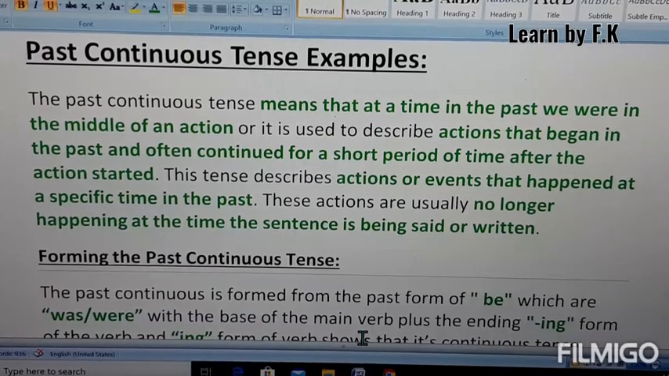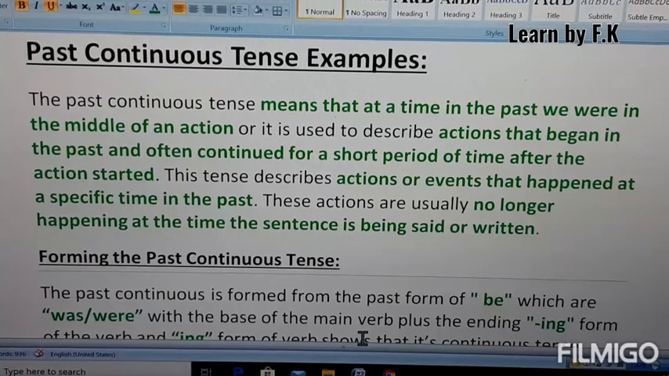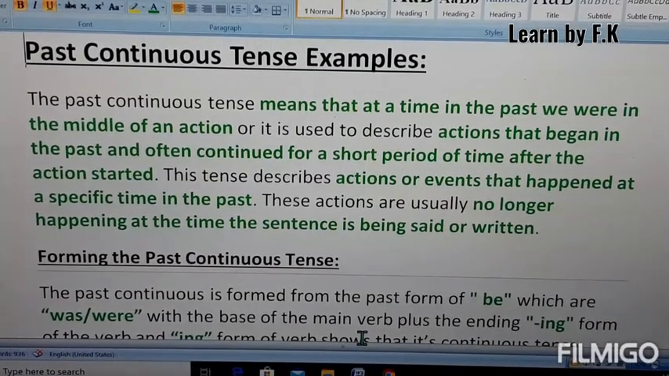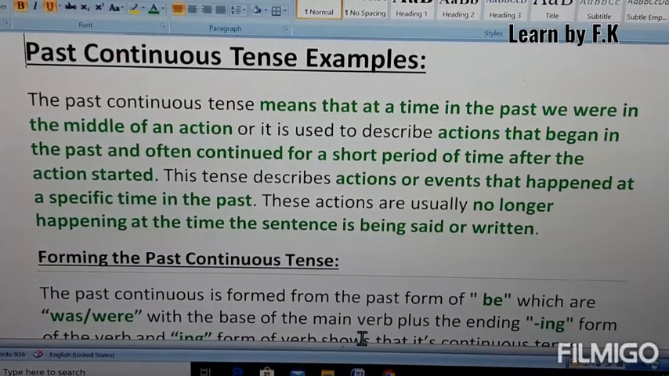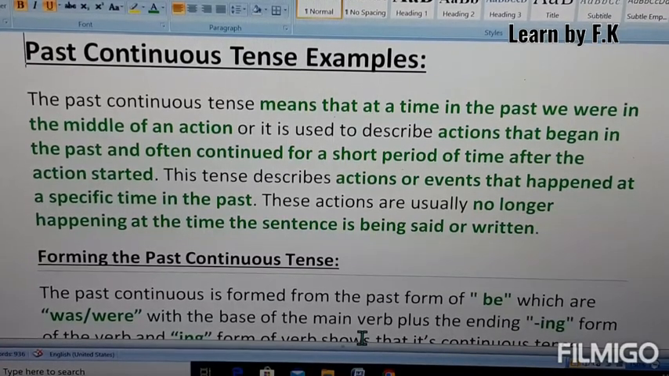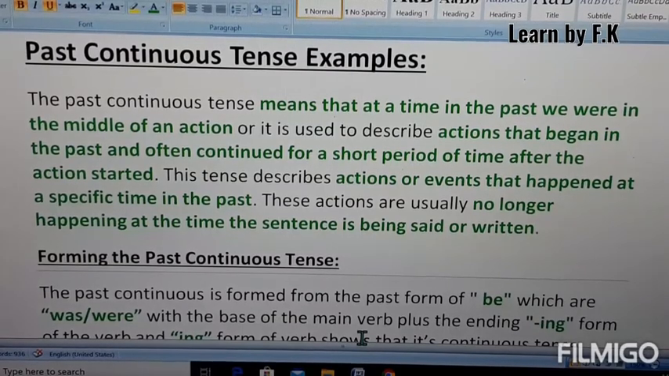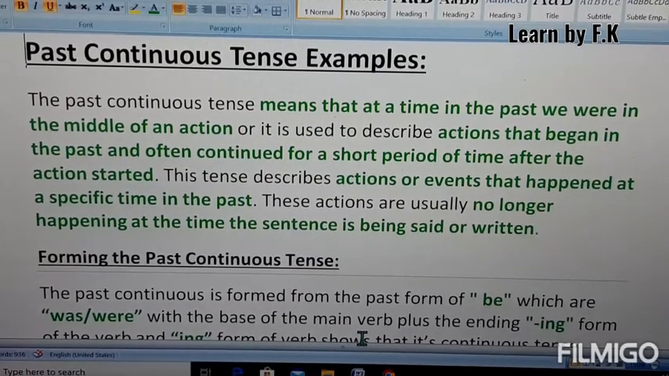Here the definition is that at a time in the past we were in the middle of an action. It means that we were performing an action that was not done, which was continuing in the past, or it is used to describe actions that began in the past and often continued for a short period of time after the action started.